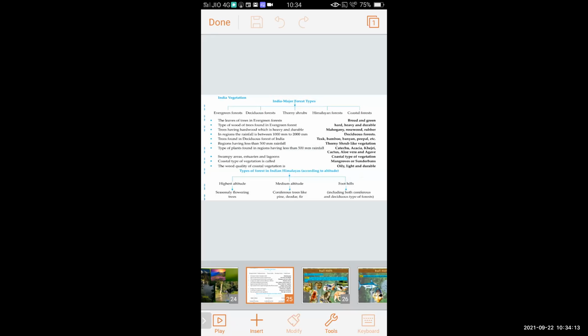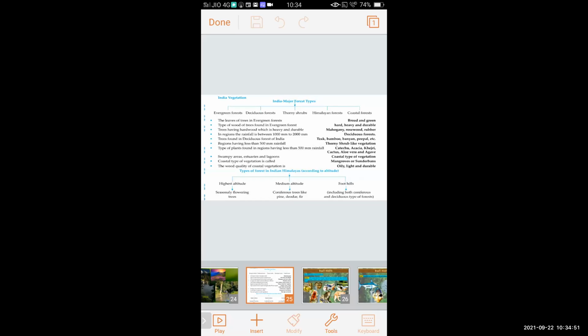The type of forest in the Himalayas, according to the altitude, I have told you about the three. At the highest altitude, seasonal flowering trees are there. In the medium altitude, coniferous trees like pine, deodar, and fir, and at the foothills, it includes both coniferous and deciduous type of forest. So that is the Himalayan forest.